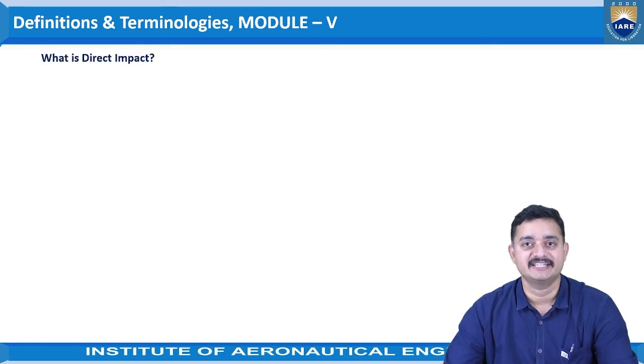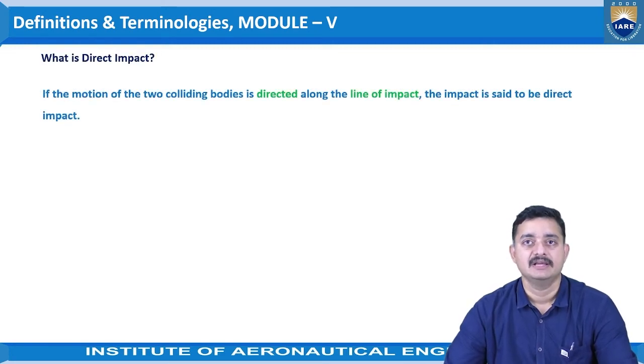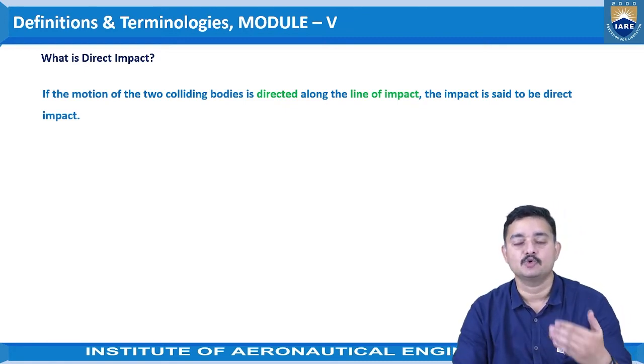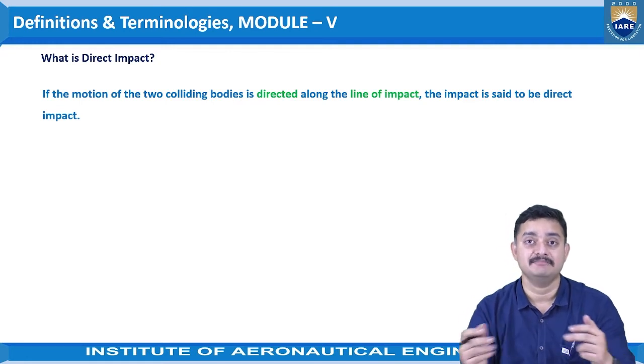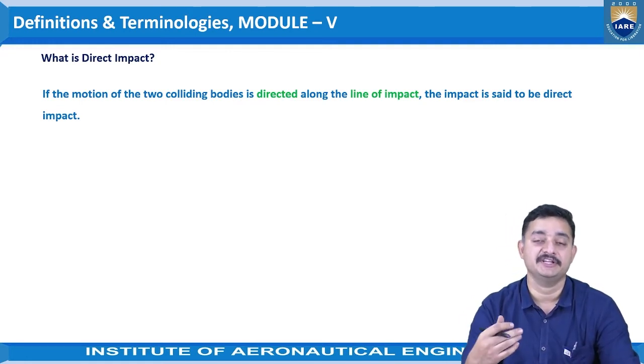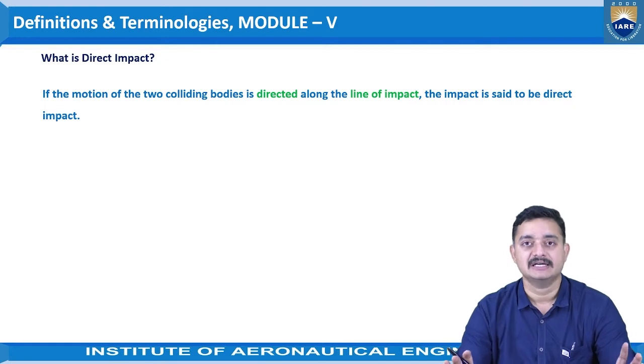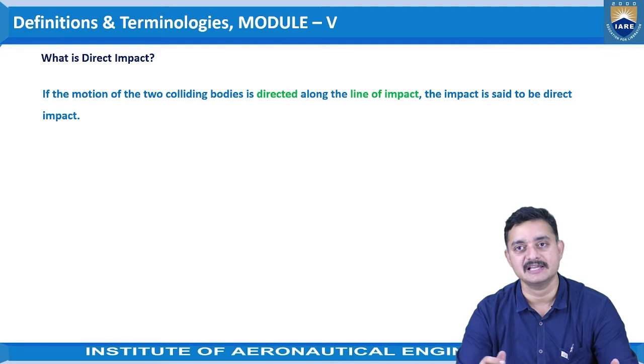Now, what is direct impact? If the motion of the two colliding bodies is directed along the line of impact, the impact is said to be direct impact. In the previous example, the first case, the two cars A and B traveling in the same line and getting into a head-on collision, both the cars are traveling in exactly opposite directions in the same straight line. So this would be the direct impact.